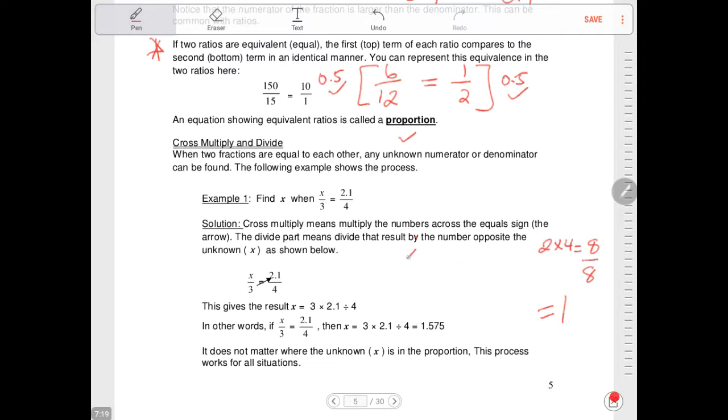Because what we had is x over 2 equals 4 over 8. And I'm telling you that x value is 1. Well, 1 over 2, does it equal 4 over 8? Well, if you go 1 divided by 2 in your calculator, that is 0.5. And if you go 4 divided by 8 in your calculator, that is 0.5. So that does work. I will show you another example.